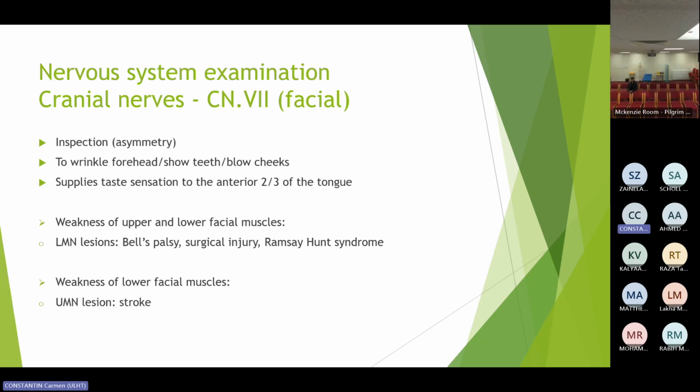Facial nerve, the examination is asking the patient to wrinkle the forehead, to show teeth, to blow cheeks. As I said earlier, it supplies taste to the anterior two-thirds of the tongue. And weakness of the upper and lower facial muscles, for example, in lower motor neuron lesion, Bell's palsy, surgical injuries, or Ramsay-Hunt syndrome. And weakness of the lower face muscles in upper motor neuron lesion, so stroke.